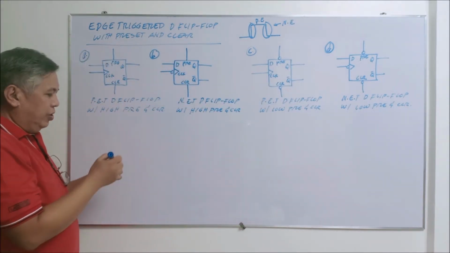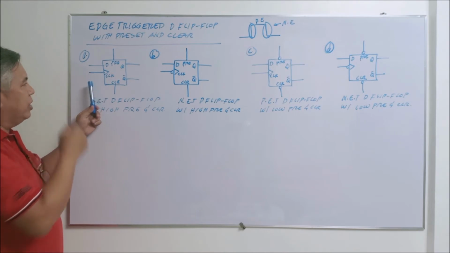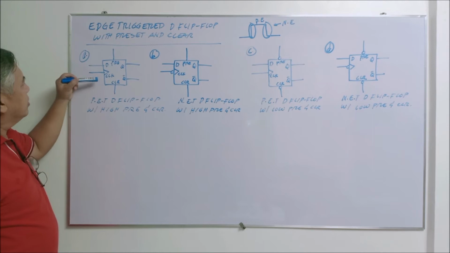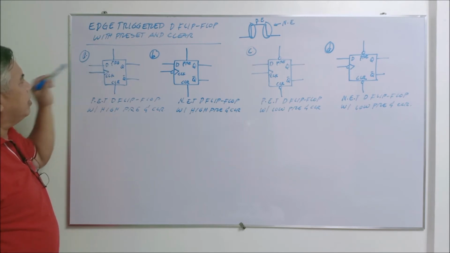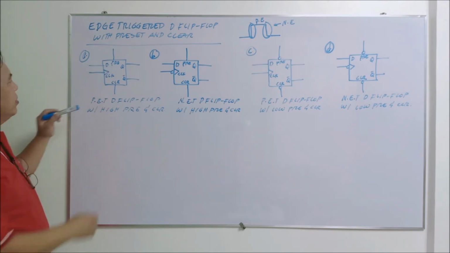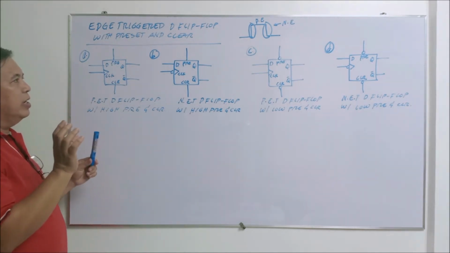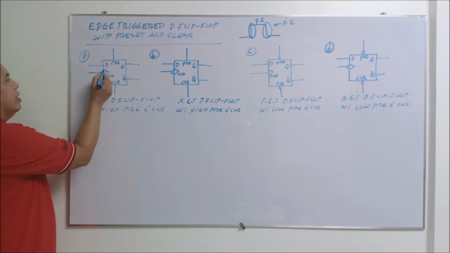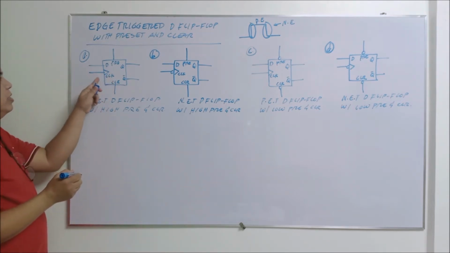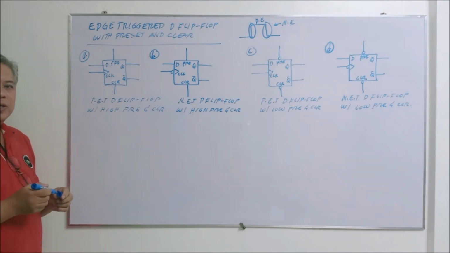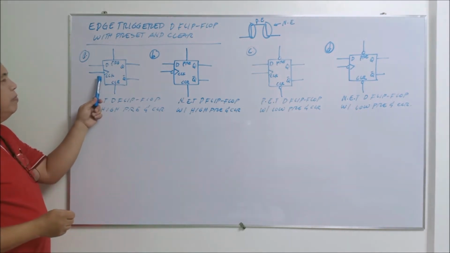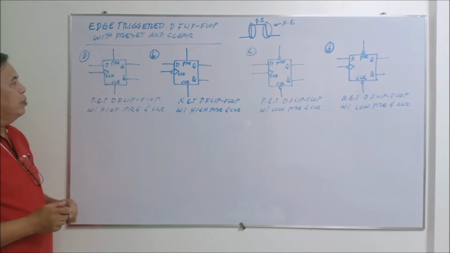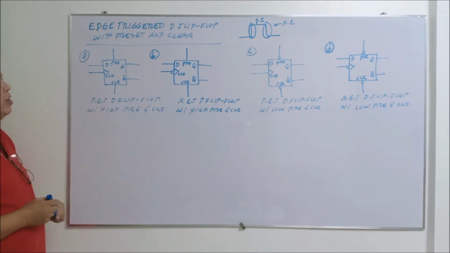Okay? So, in this particular case, in symbol A, for example, this one here has a positive edge triggered D flip-flop. So, what's the symbol for a positive edge clock? This one here, a triangle. This means that this particular symbol is controlled by a positive edge of the clock. The triggering of your output depends on the positive edge of the clock.